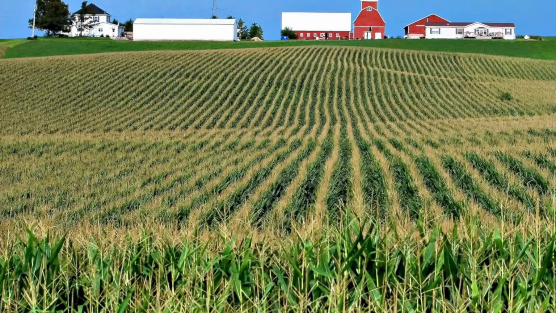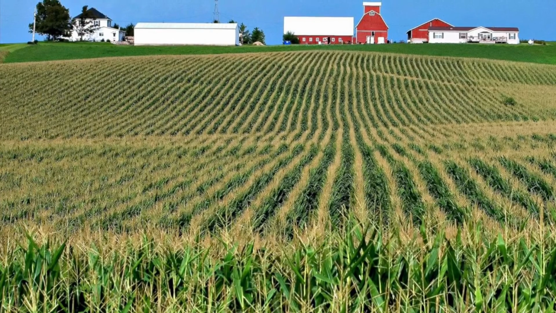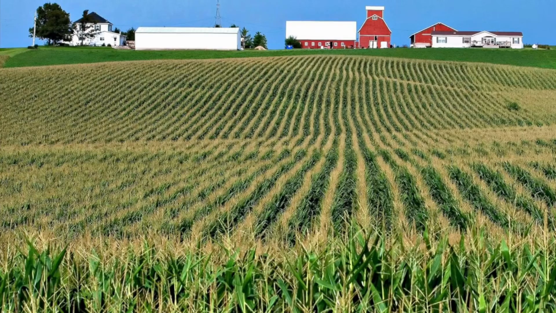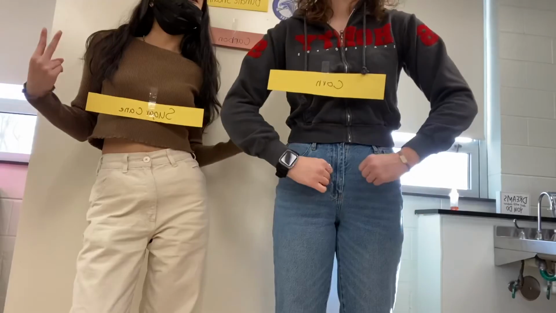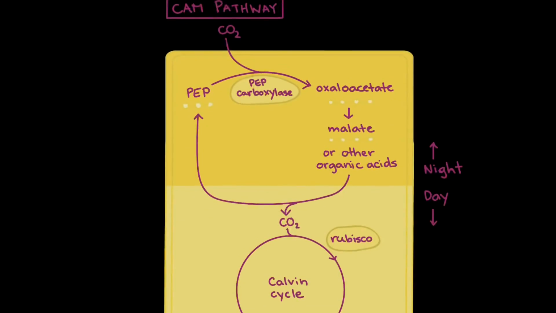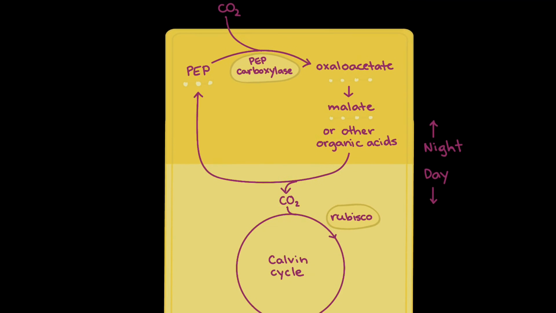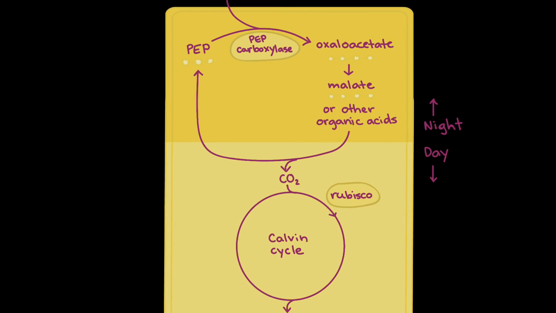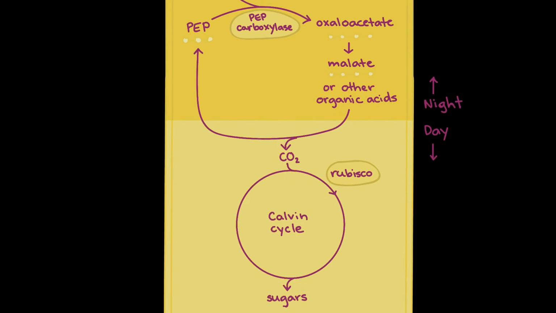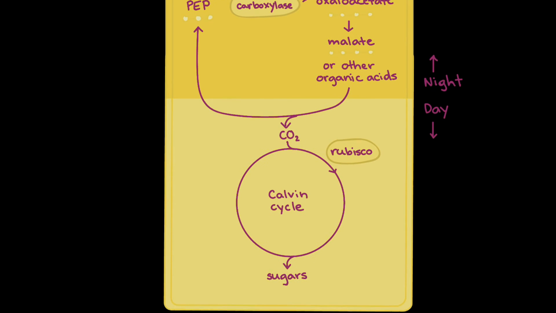The change in location of the C4 pathway allows plants to grow in hot, dry habitats. Some examples of plants that undergo the C4 pathway are sugarcane and corn. The other adaptation occurs in CAM plants. The CAM pathway is different from other pathways as it separates carbon fixation and the Calvin cycle by the time of day.